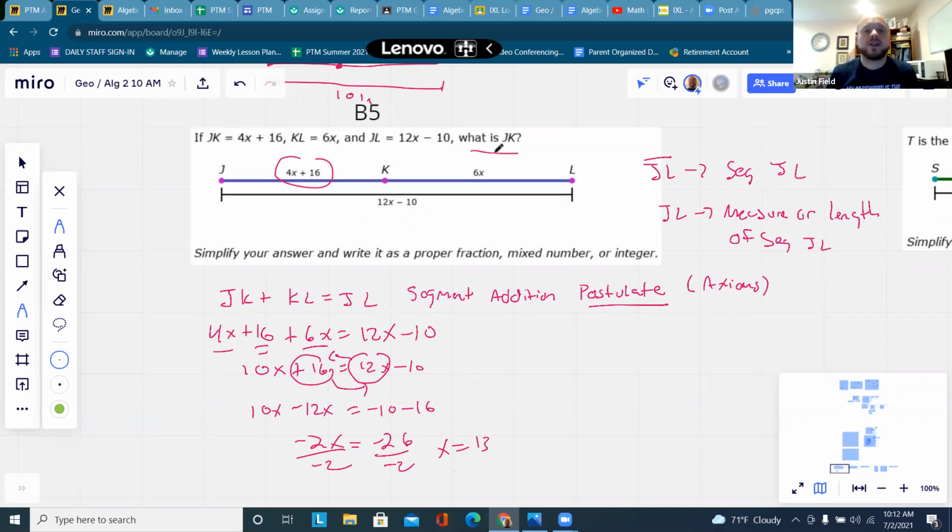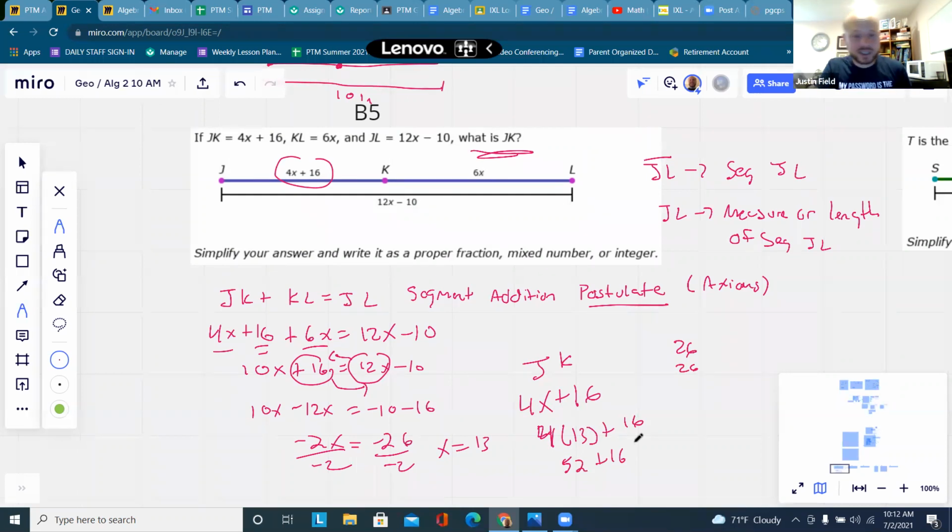In this case, they're asking what is JK. Now, JK is 4x plus 16. So now we've got to substitute, right? What's 4 times 13? 52. 52 plus 16 is 68.